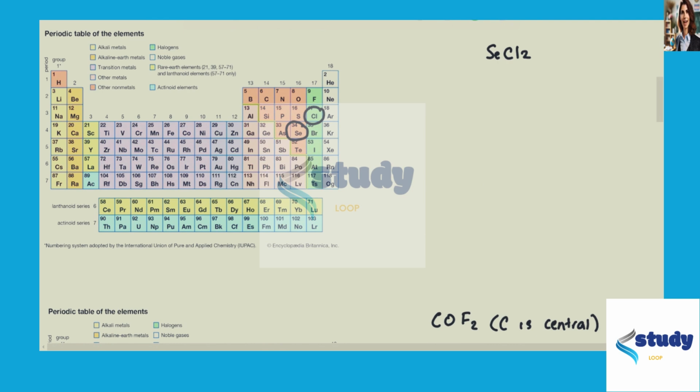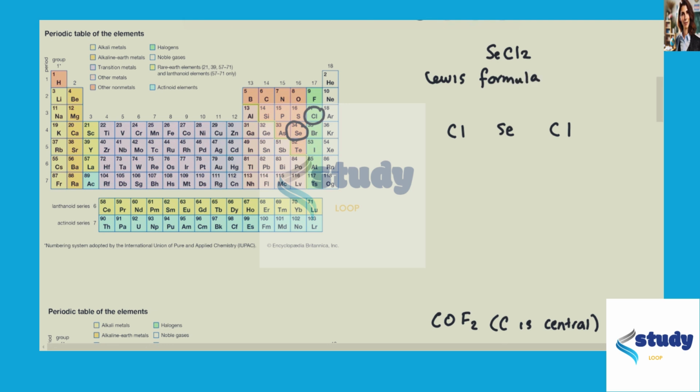rules, is selenium dichloride. So once again, we look at whichever one has the lower group number, and in this case, that's selenium. So selenium goes in the middle, and then we will basically draw our chlorine atoms on either side. I should note here that it does not actually matter where I draw these chlorines in the Lewis structure, because the Lewis structure does not represent the actual 3D structure of our molecule. It just represents how things are bonded. So we can actually draw this however we want.